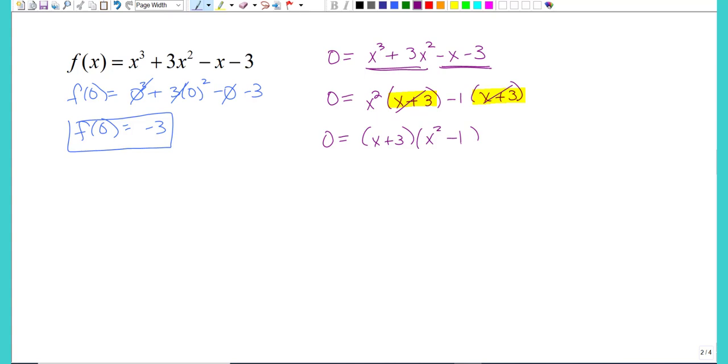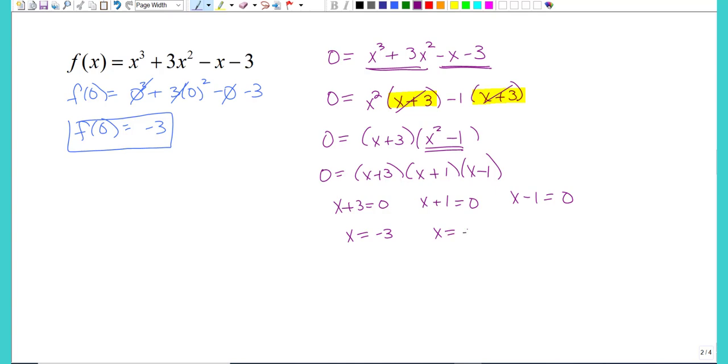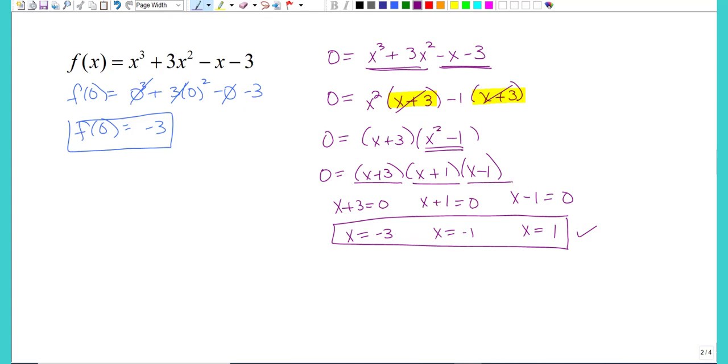Now at this point I could stop, but I know that's the difference of two squares, so I'm just going to keep factoring it. And now I have 3 different factors, and I can set them all equal to 0 and solve for x. So I have x equals negative 3, negative 1, and positive 1. So this graph crosses the x-axis 3 times. Okay, 3 times because I had 3 different factors.